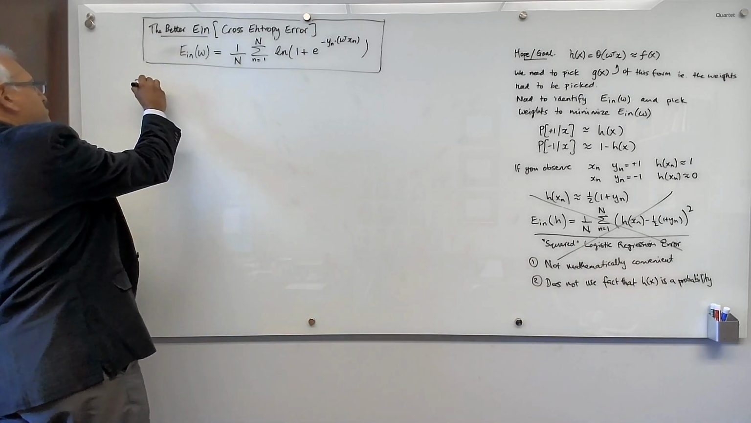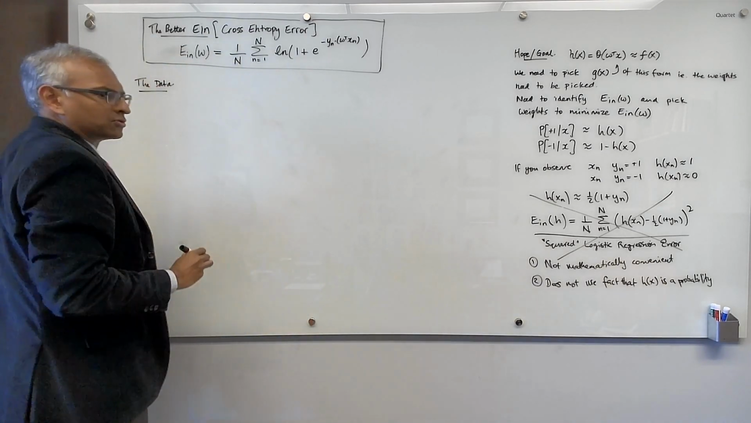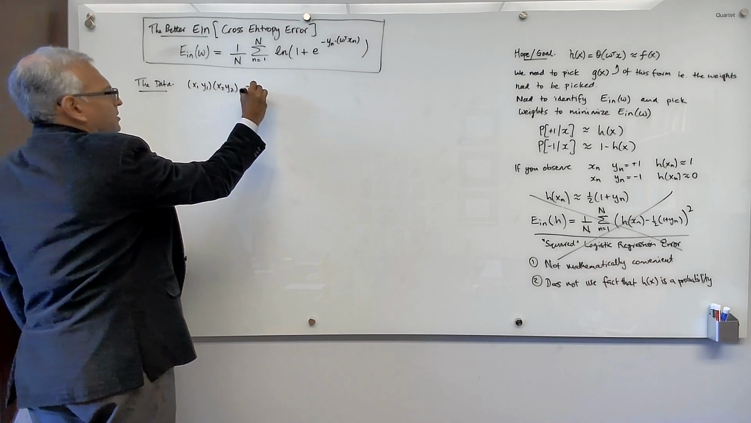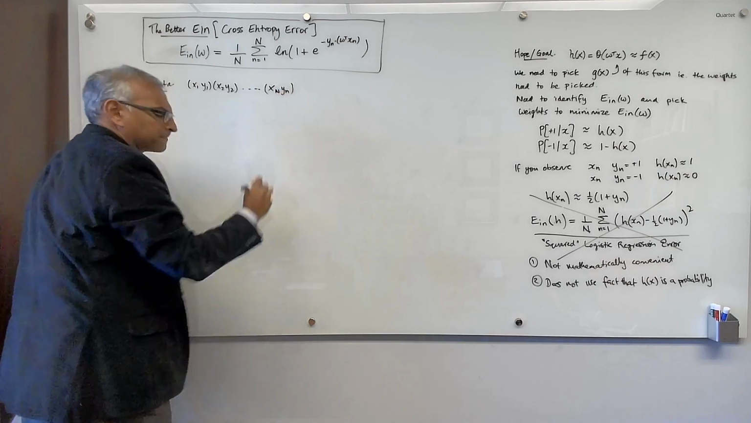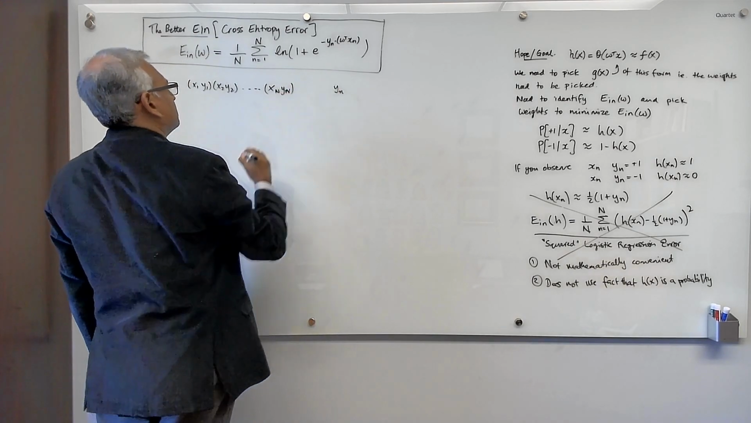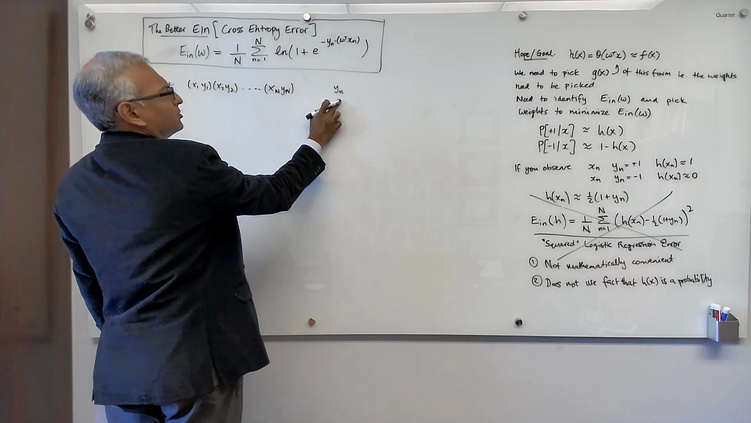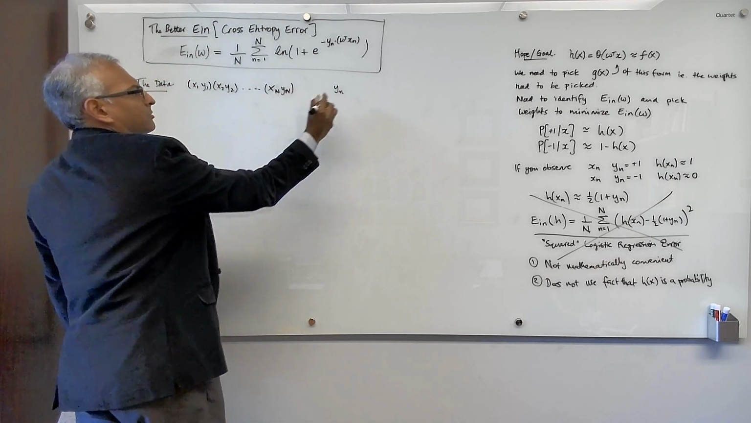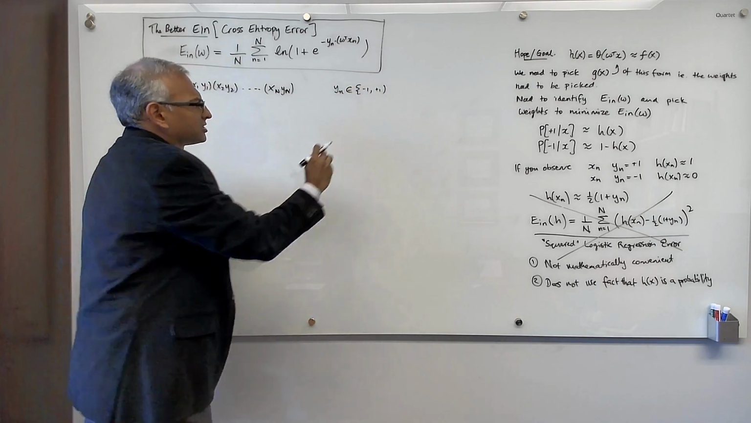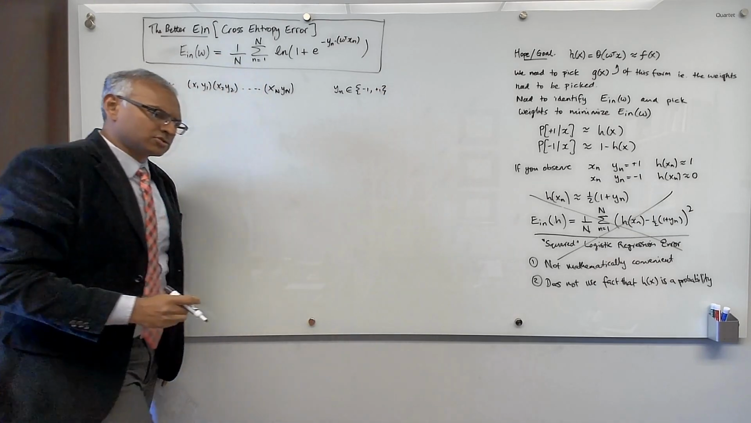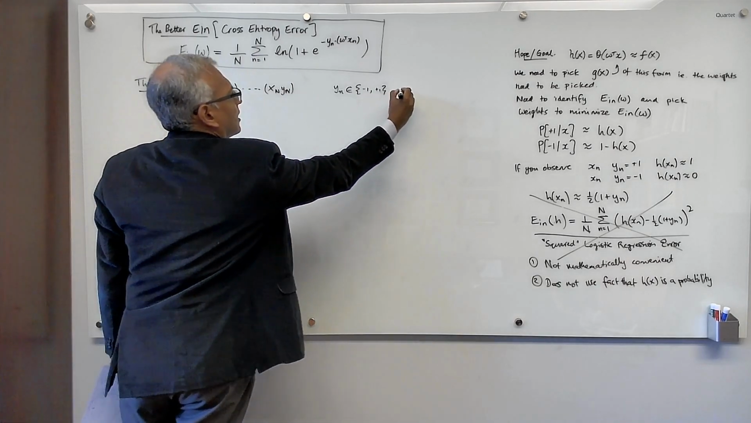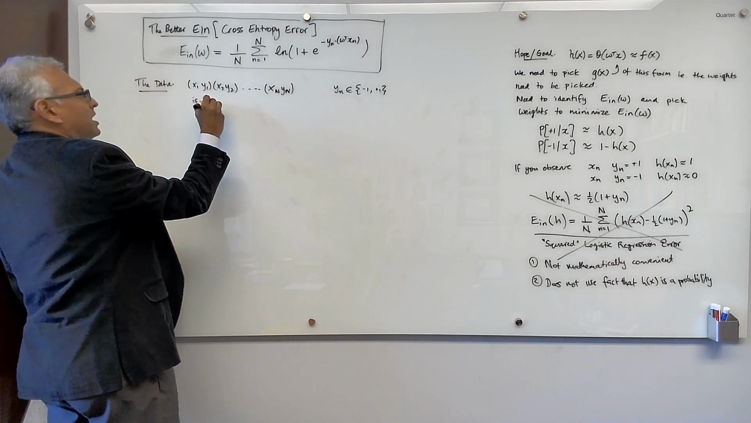So the data is x1, y1, x2, y2, up to xN, yN. I'm going to use little n to index and big N for the number of data points. So yn is in -1 or +1. But all those details are not what I'm trying to focus on at the moment. I want to focus on the fact that these data points are IID. So the data is IID.